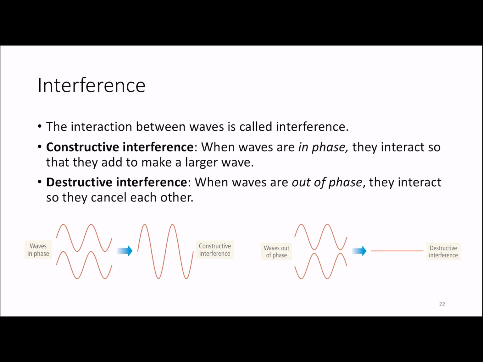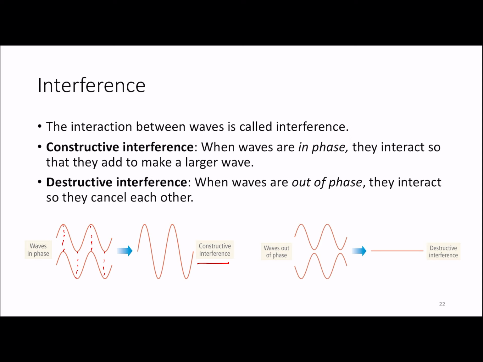The other thing that waves do is they interfere. Waves interfere when they interact with each other, and there are two different types of interference that we care about: constructive and destructive. When waves are in phase, and what we mean by that is that the crests and the troughs line up with each other, and they interfere, you get what we call constructive interference. What happens in constructive interference is the two waves add together, and they still have the same wavelength, but now they're higher in amplitude, larger amplitude.